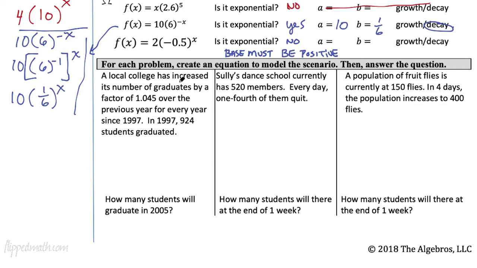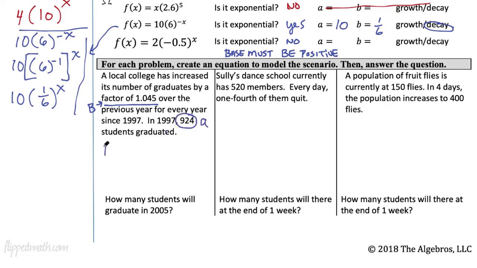So the first example, a local college has increased its number of graduates by a factor of 1.045. All right, so that tells you right there, that's the growth factor. So that's going to be what b is equal to. Right there. All right. In 1997, 924 students graduated. So this is the initial value.